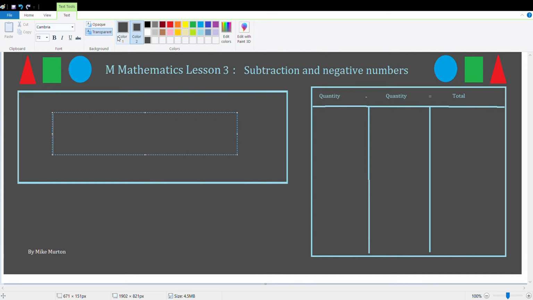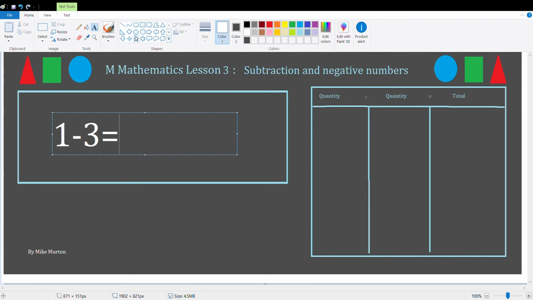This is lesson 3 on subtraction and negative numbers. If you're just learning about negative numbers, it's not a very easy concept. It takes a little bit to learn what a negative number is, and it's mostly used in financial transactions. When something's loaned out or when somebody spends something in their account, it's a negative number. It takes away from the total. So let's take 1 minus 3, for example, and we'll use our stars again.